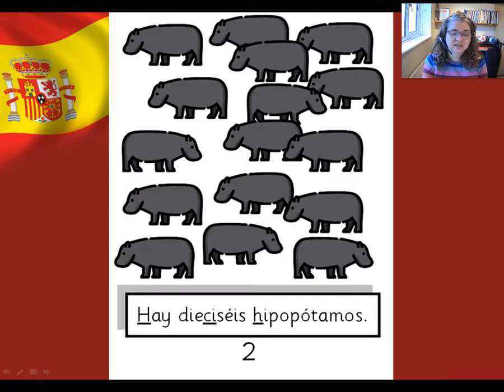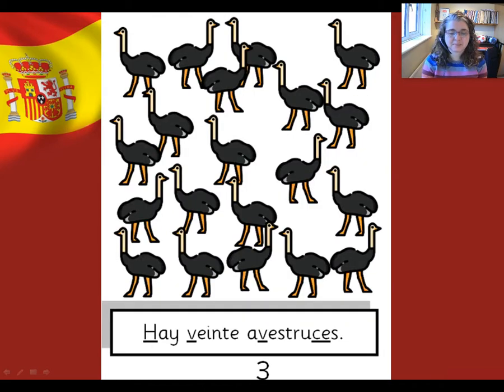Hay 16 hipopótamos. So first of all, which animals are there? That's right, there are 16 hippos. Hay 20 avestruces. What are there next? There are 20 ostriches. There's that irregular plural, the one that doesn't follow the pattern.